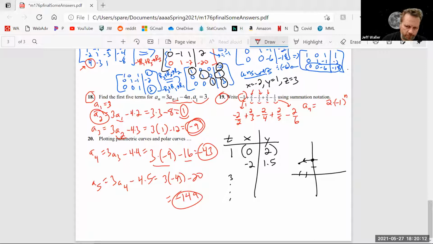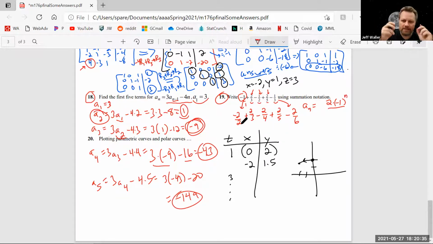-1 to the first is -1. -1 squared is positive. See how the second term is positive? Every top is 2. That's taken care of. Sign changes. That's taken care of. Now, what's happening on the bottom? The first denominator is 2. The second denominator is 3. The third denominator is 4.